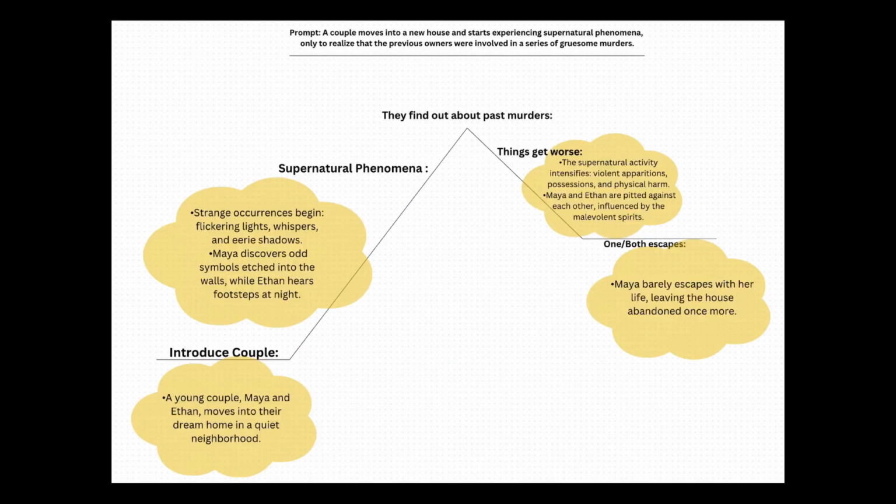Now, our building suspense is the supernatural phenomenons. So they start to experience strange occurrences, flickering lights. Maya starts discovering things around the house, and they start to hear things, and things are really freaking them out. And this is where we're building up to the climax.